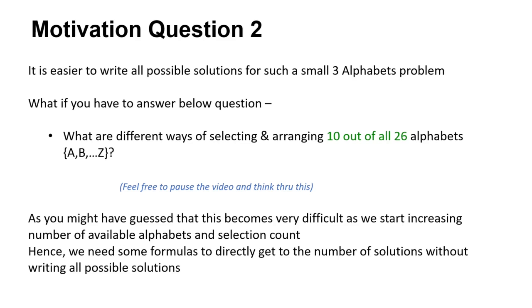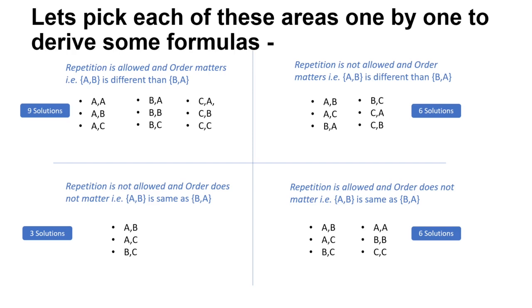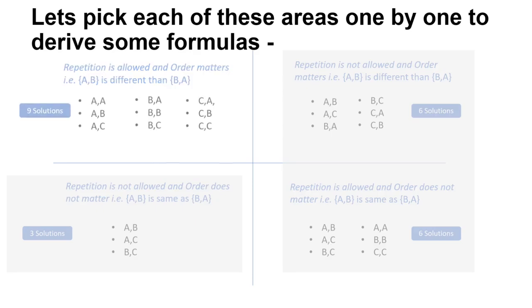So this is where we'll derive the formulas for all four combinations, and you will see how these formulas for permutations and combinations are derived. So these were the four scenarios. We'll pick each of the four one by one and then derive the solution. As the first one, we'll start with the case where repetition is allowed and order matters, that is, AB is different from BA. Cool.